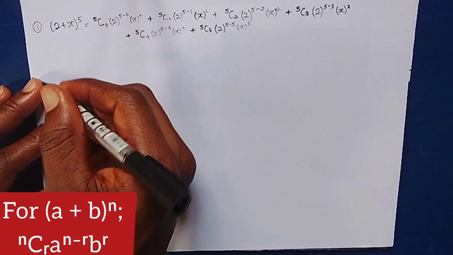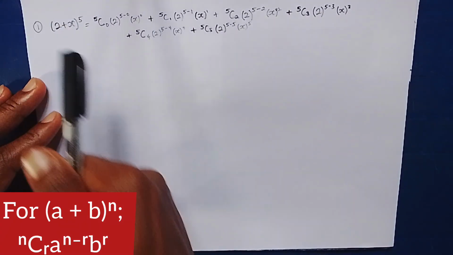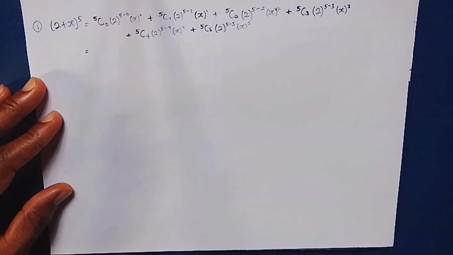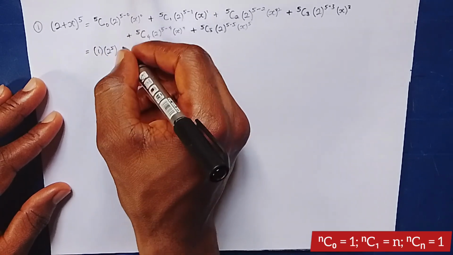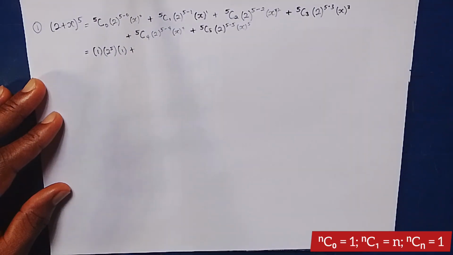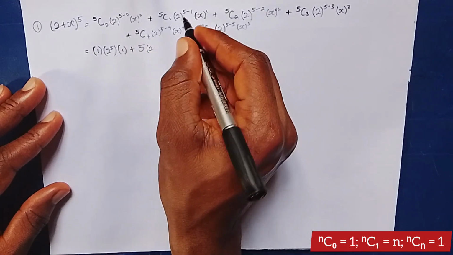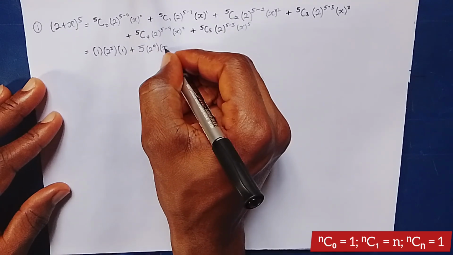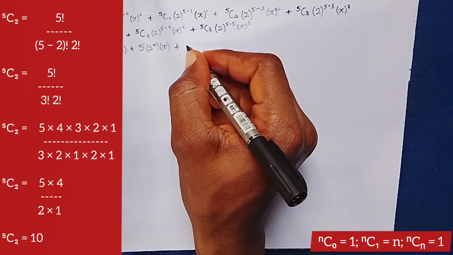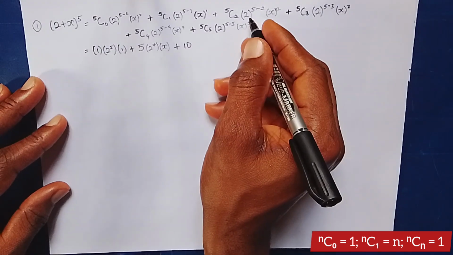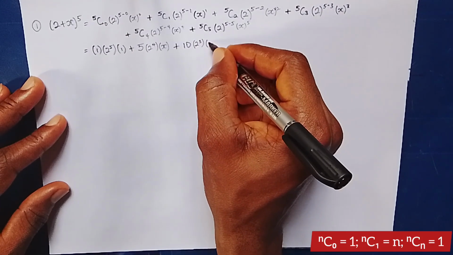Now, comparing this with our a plus b raised to power n, our n is 5, our a is 2, and our b is x. Now, let's simplify this. We know that 5 combination 0 is 1, and then we have 2 raised to power 5, and x raised to power 0 is 1. Plus, 5 combination 1 is 5, so 2 raised to power 5 minus 1, 4, x. Plus, 5 combination 2 is 10, 2 raised to power 5 minus 2, we have 2 raised to power 3, x raised to power 2.